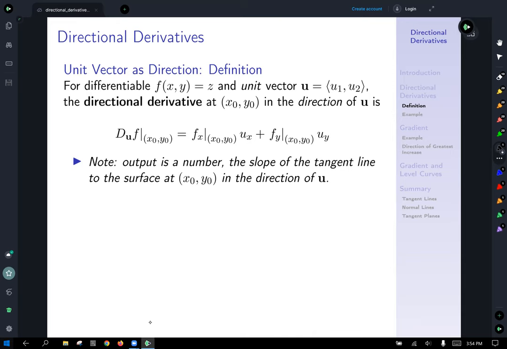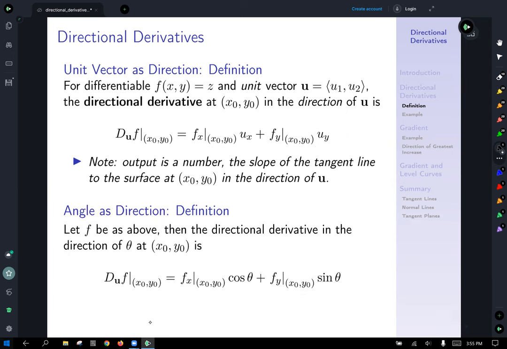Definition: for a differentiable function f of x, y equal to z, and a unit vector u, the directional derivative at (x naught, y naught), the input point, in the direction of u is the derivative in the direction of u of the function f. That's how we'd read this. The derivative of our function f in the direction of u, evaluated at a particular point, is given by the partial with respect to x evaluated at that point times the x component of our directional vector, plus the partial with respect to y evaluated at that point times the y component of our directional unit vector. Unit is important, I keep emphasizing it here. Notice the output is a number. It's the slope of the tangent line to the surface at our input point in the direction of u.